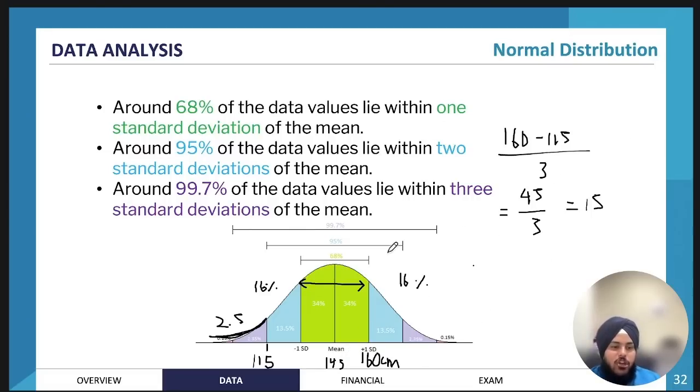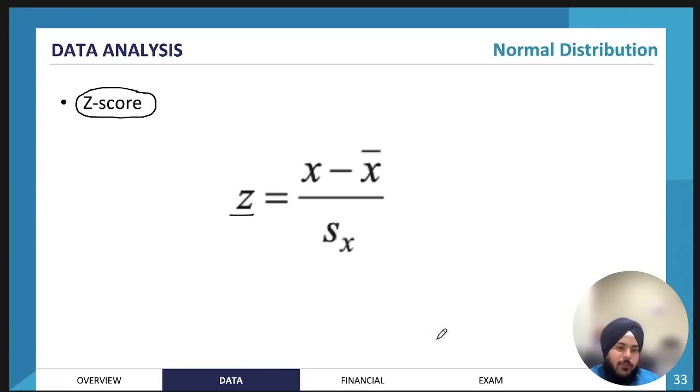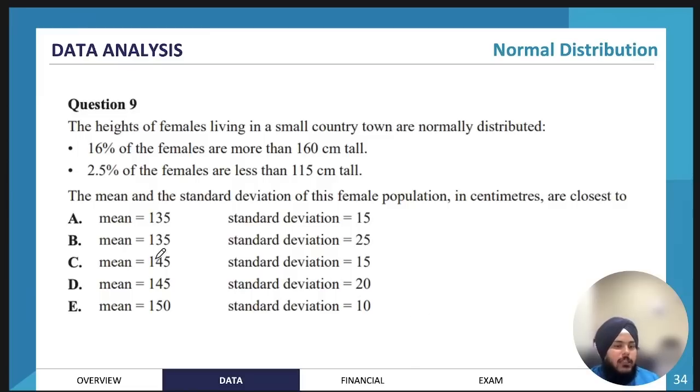So just knowing how to draw your normal distribution, and where the data values lie, is what's required for this question. Therefore, the answer here will be C. It's a little bit of a tricky question. If you use z-scores, it's going to be a little bit more difficult, but I would personally recommend just drawing out the normal distribution.